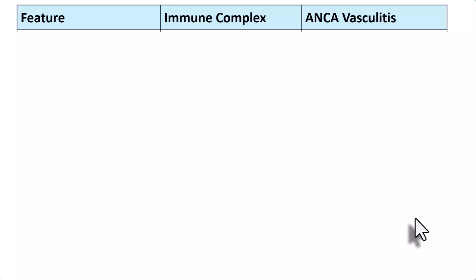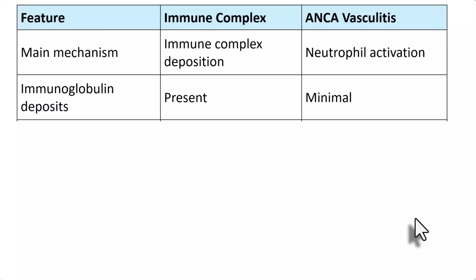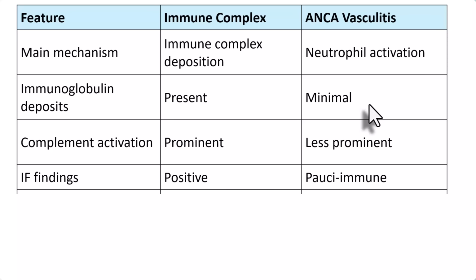So finally, I'd like to try to differentiate between immune complex vasculitis and ANCA vasculitis, where the main mechanism, as you all have learned by now, is immune complex deposition, whereas in ANCA-associated vasculitis, it is neutrophilic activation. The immunoglobulin deposits are present in immune complex vasculitis, and in ANCA-associated vasculitis, it is minimal, and that is why it is called Pauci-immune vasculitis. Complement activation is more prominent in immune complex vasculitis, and immunofluorescent findings are positive in immune complex vasculitis, and that is why it's also referred to as wet vasculitis, right?